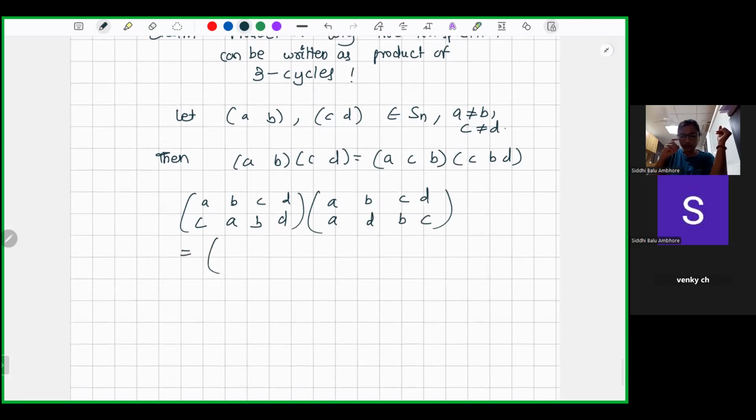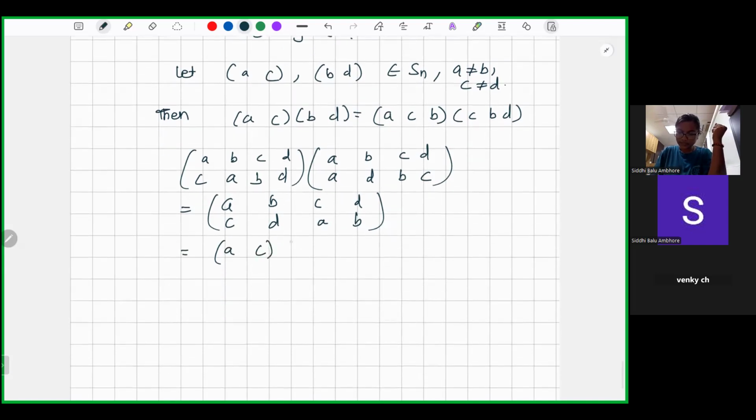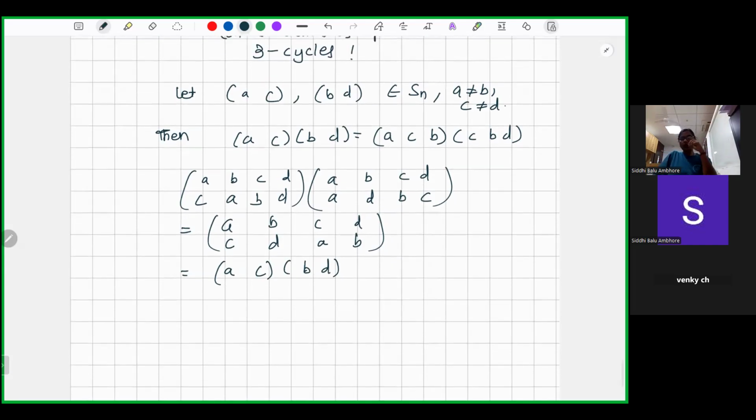And now let us try to see how this cycle is. A is going to C. B is going to D, D is going to D, C is going to B, let us check, B is going to A, and D is going to C, C is going to B. So this was A C B D. This is (A C)(B D) here. So we got them as a product of two transpositions.